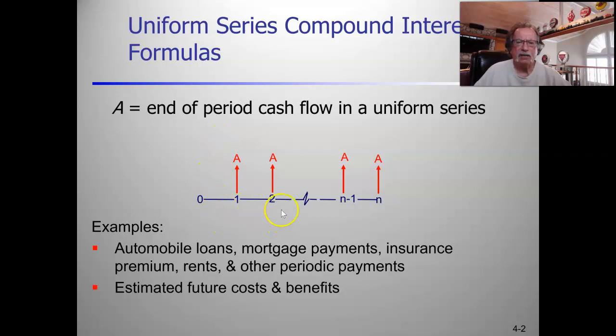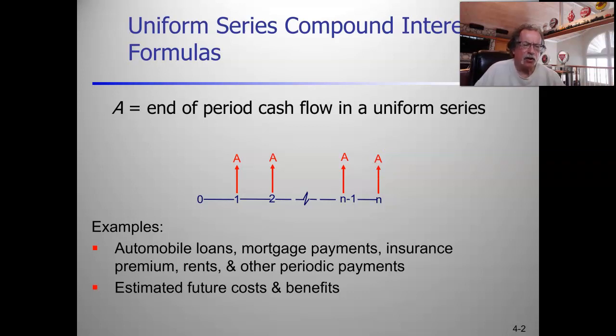So when we show a cash flow diagram, A is an end of period cash flow in a uniform series. Uniform means each one of these A, period 1, period 2, all the way out to period N are the same value. So they're uniform. And notice that they're end of period. So when deriving these formulas, the assumption is that the uniform cash flow is at the end of period. So if we borrow money today, that's end of period 0, and the repayment will start one period down the road.